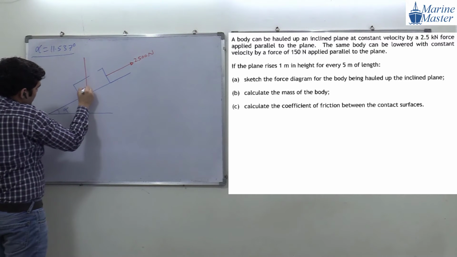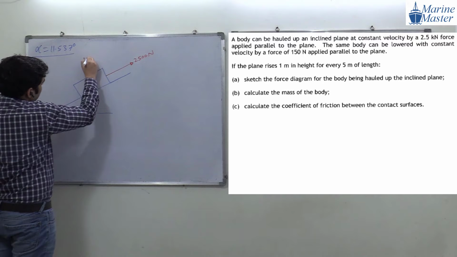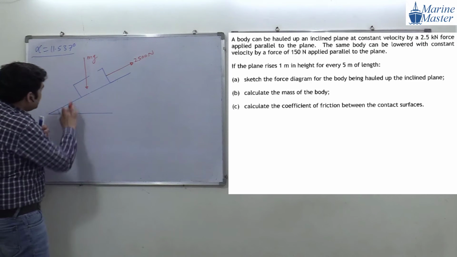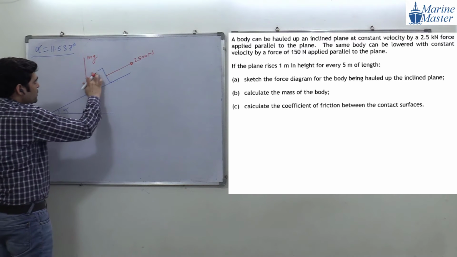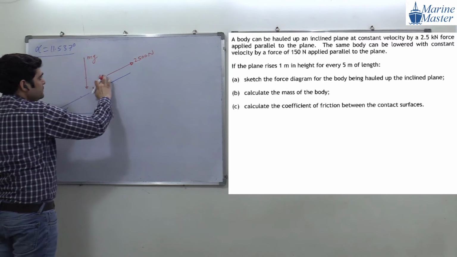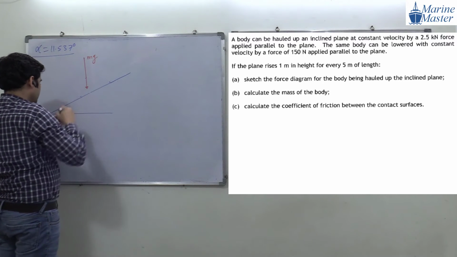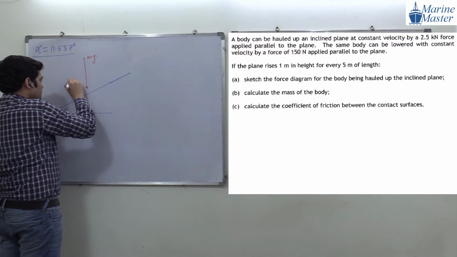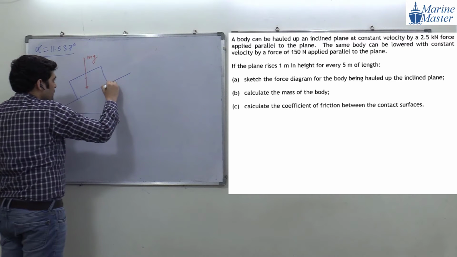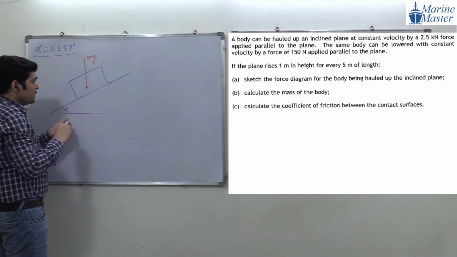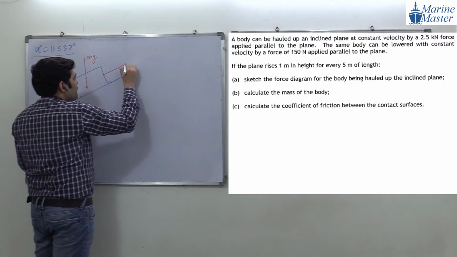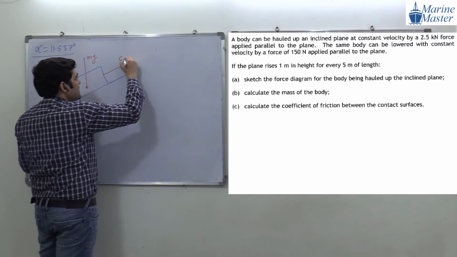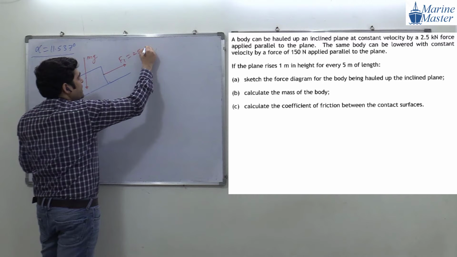Everyone, try to see the scenario. Weight will be mg. Guys, are you getting my point? Try to see the scenario here. This is our body, and this is our force which is parallel to the plane, and we will call that F1, that is 2500 Newton.